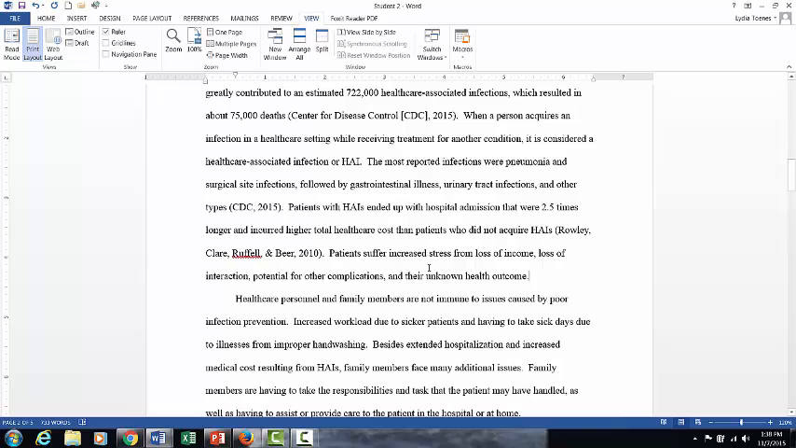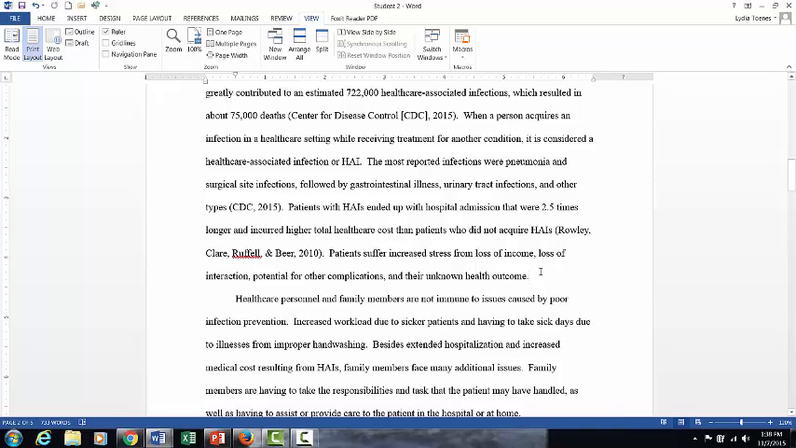So patients suffer increased stress from loss of income, loss of interaction, potential for other complications, and their unknown health outcome. I'm actually going to veer on the side of this is an incomplete sentence. Only because prior to that, we started talking about getting infections, and then here, to change the sentence and to make it more complete, I would say patients can also suffer negative outcomes such as increased stress from loss of income. So that would rescue this sentence and make it complete.